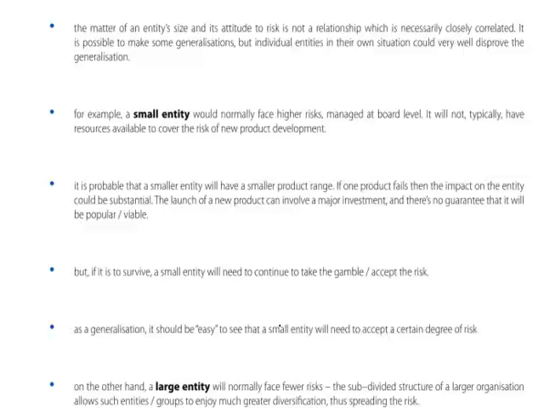Probably a smaller entity will have a smaller product range, and if one product fails, then the impact on the company could be enormous. If ACCA, as John's product, were to fail, there's nothing else. There's no fallback situation, there's no contingency plan. So the major product failure of a small company is going to be a disaster. The launch of a new product can involve a major investment, and there's no guarantee that it will be successful. But if we're going to survive, we've got to improve, adapt, develop.